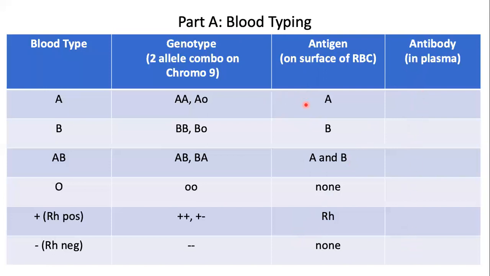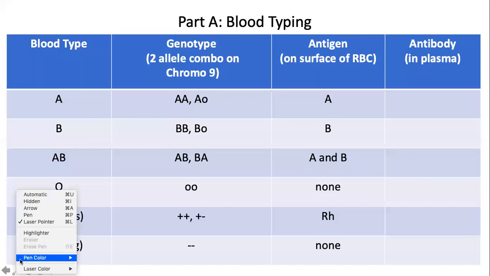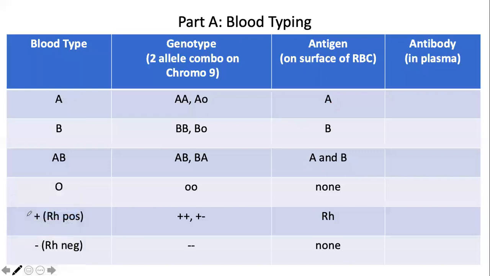Okay, so these are the antigens on the surface of our red blood cells, right? We have the genetic code for those. We're going to make antibodies against foreign blood. So antibodies are gamma globulins. They're in the plasma. They're found in the plasma. If I have A blood, what antibody am I going to make? So if I have A on the surface of my red blood cells, I'm going to make antibodies against foreign blood. What is that foreign blood, guys? Good. So I'm going to make B antibodies, right?